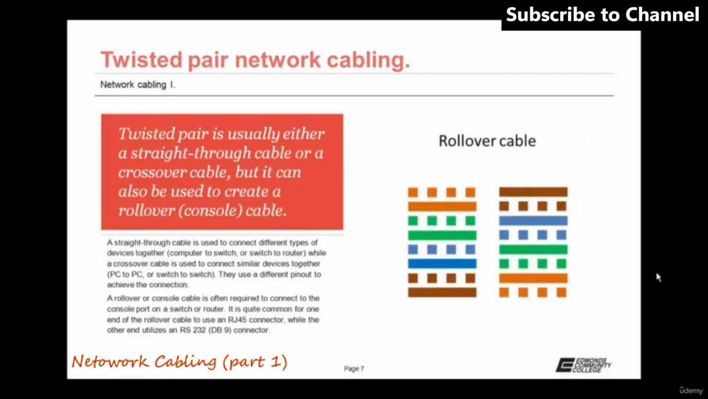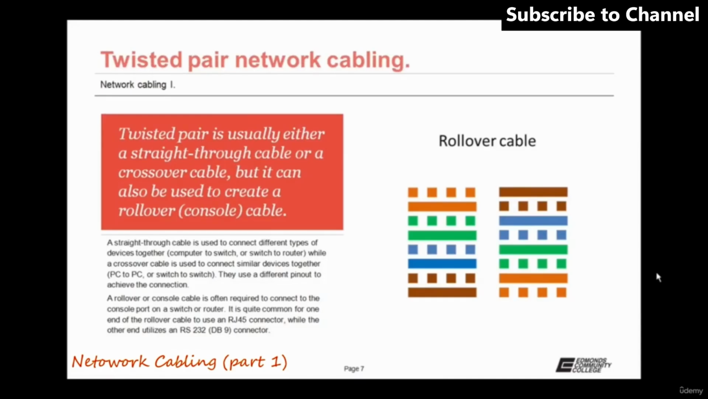This reduces the chance for the cable to stretch, which can cause the pair or pairs of wires inside the jacket to break. Twisted pair is usually either a straight-through cable or a crossover cable, but it can also be used to create a rollover or console cable. A straight-through cable is used to connect different types of devices together, as in a computer to a switch or a switch to a router.